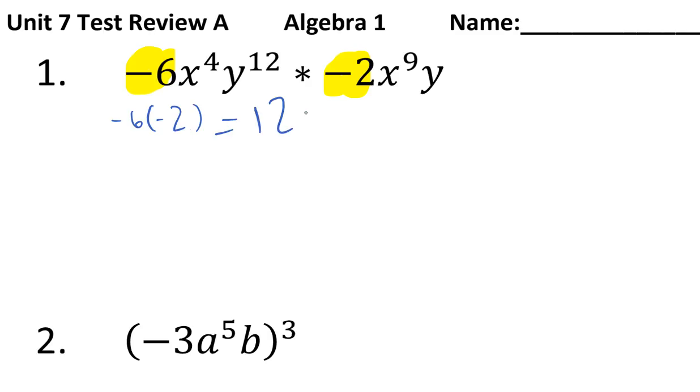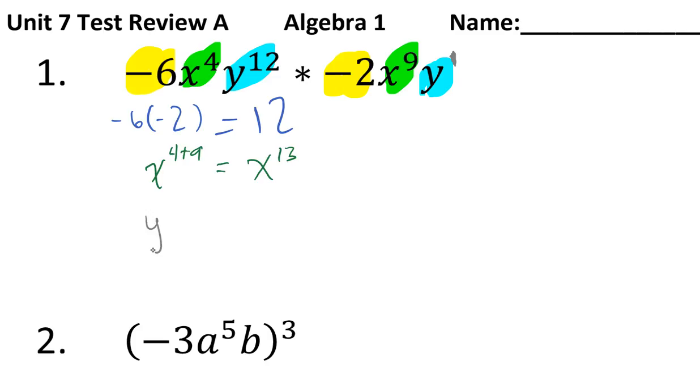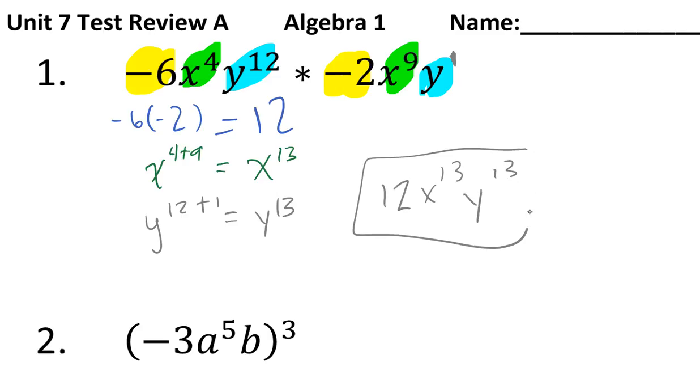All right, then we're going to take the x to the 4th and x to the 9th. And that means that I have a base of x and 4 plus 9 as my exponents, which is x to the 13th. Finally, I have y to the 12th and y. So I have to remember that I can add a 1 there on that y. So it is really y to the 12 plus 1, which equals y to the 13th. Putting it all together, I get 12, x to the 13th, y to the 13th.